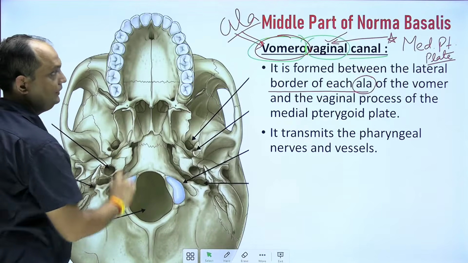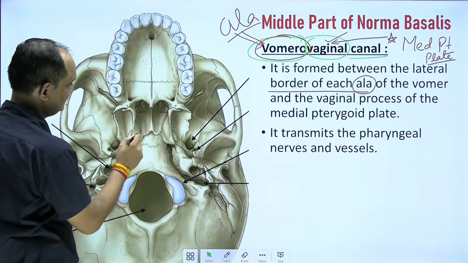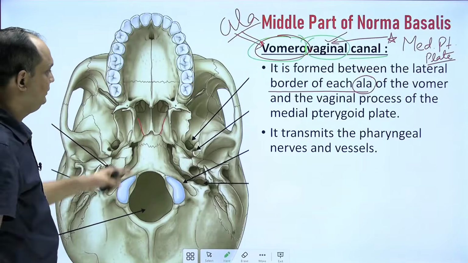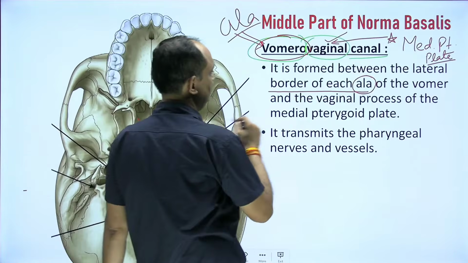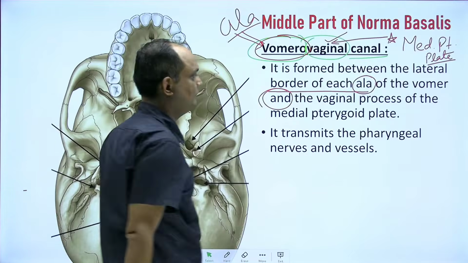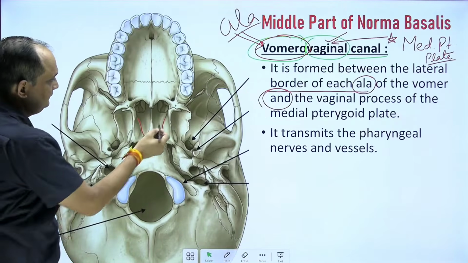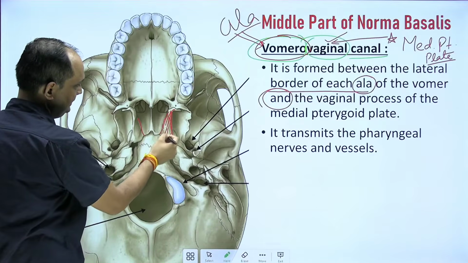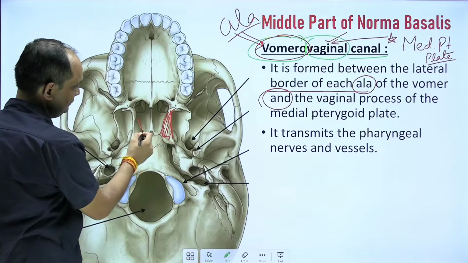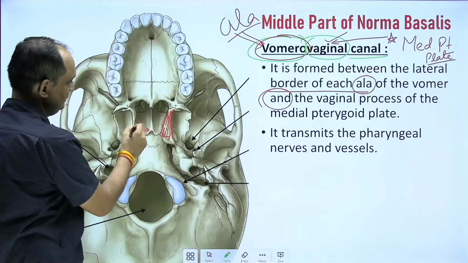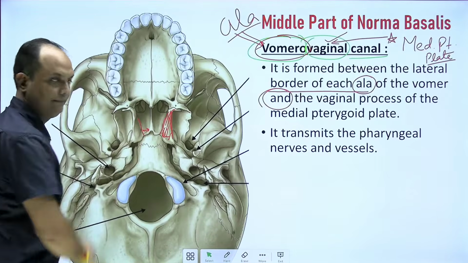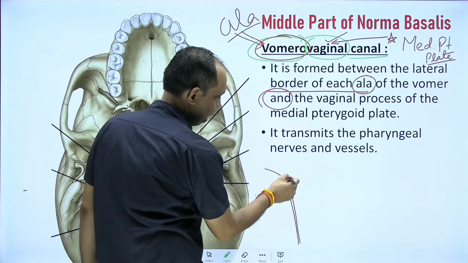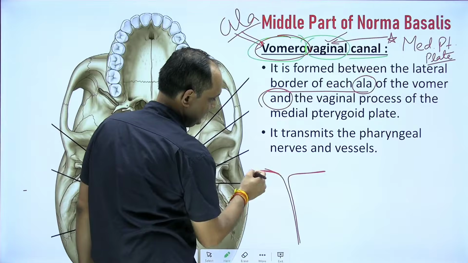Now when you see this inferior view of the skull, this is the lateral border of your ala. Clear? Near this lateral border of the ala of the vomer bone lies the vaginal process of the medial pterygoid plate. This is the medial pterygoid plate, and it gives a projection towards the midline, which comes above this ala. Clear? So you have to understand that this is the vomer bone, and it gives two projections which are known as ala. Clear?